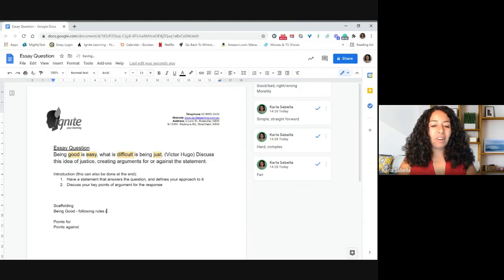Which could be based on what parents say, what the law says, schools, any particular institution or authority. So let's say following rules, particularly in place from authority figures. Okay, so that could be one notion of being good. Authority figures, that could even be religion. Yeah, so anywhere where there are guidelines on what it means to be good and bad.